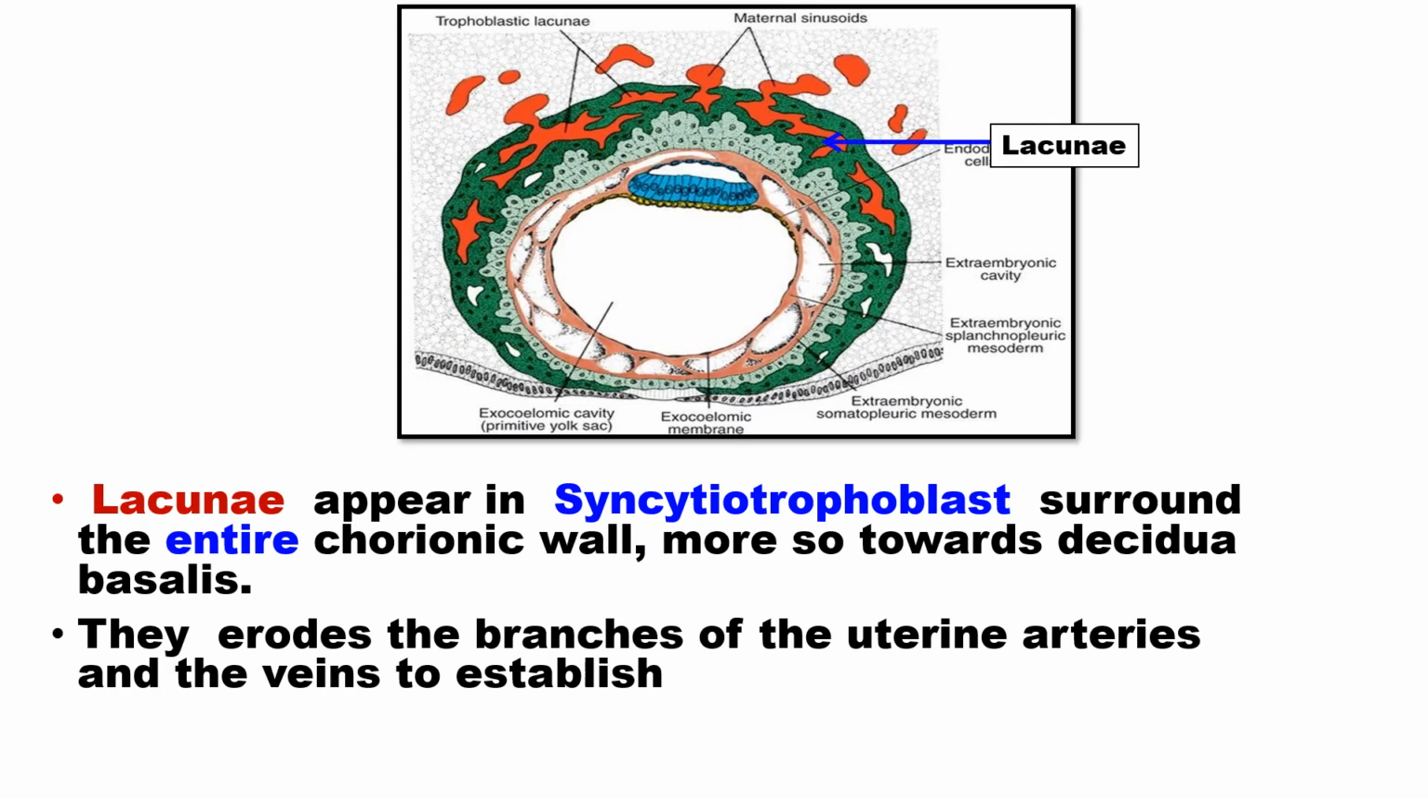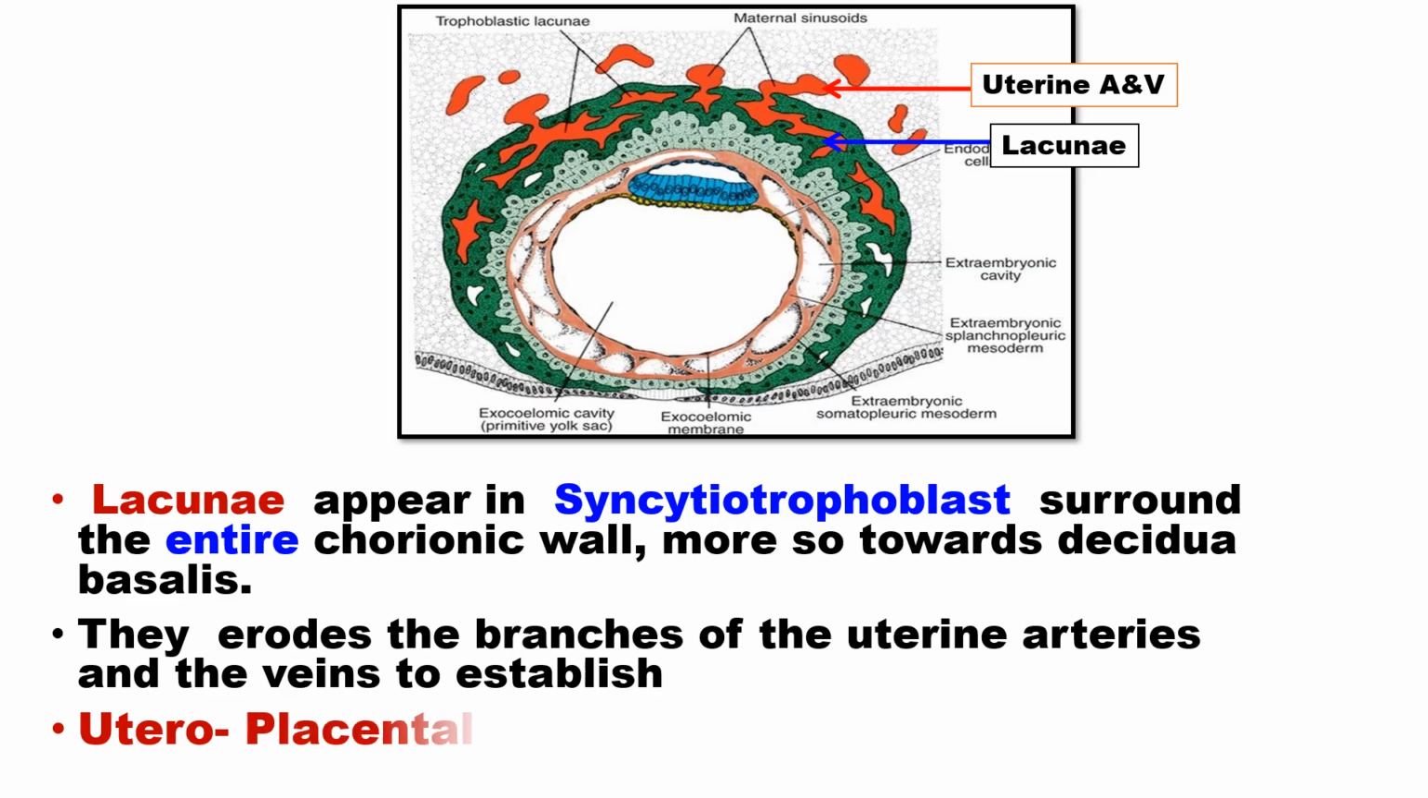Lacunae appear in the syncytiotrophoblast, surrounding the entire chorionic wall, more so at the decidua basalis. These lacunae erode the branches of the uterine arteries and veins and establish connection, and this connection is known as uteroplacental circulation. So at the 9th to 10th day, uteroplacental circulation is established in the blastocyst.